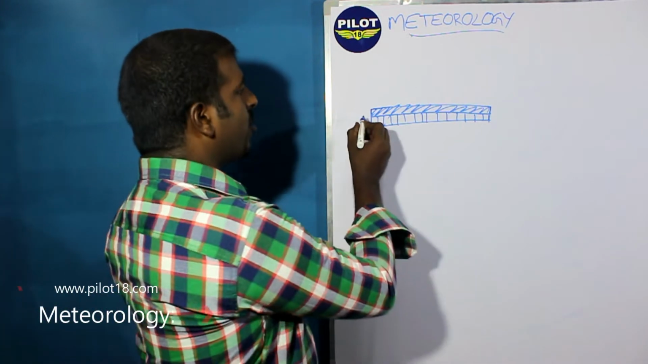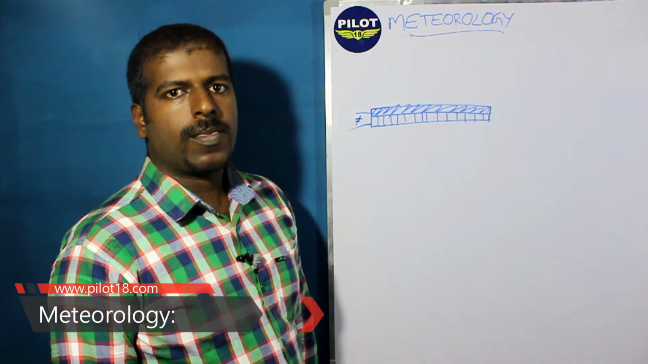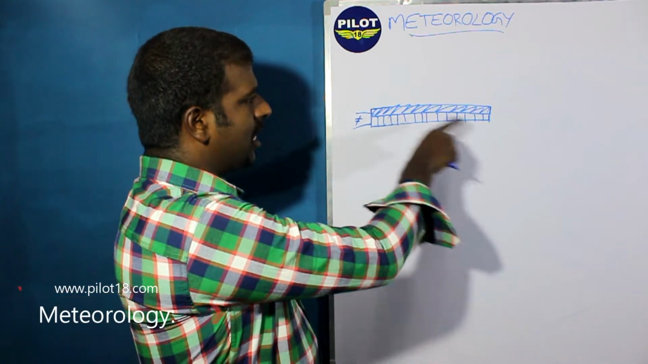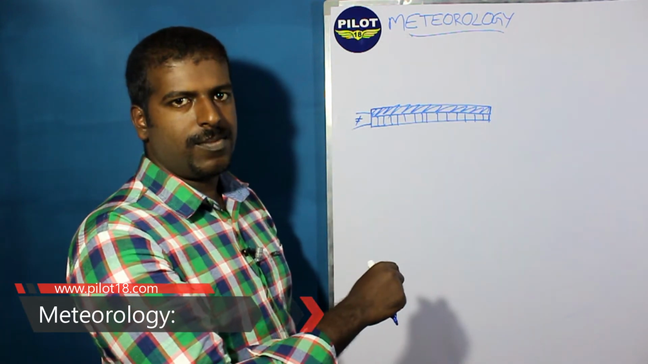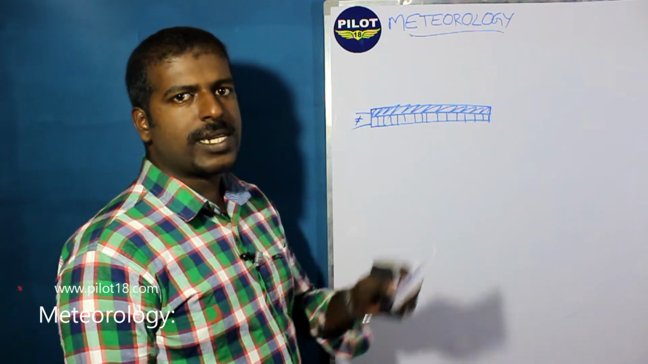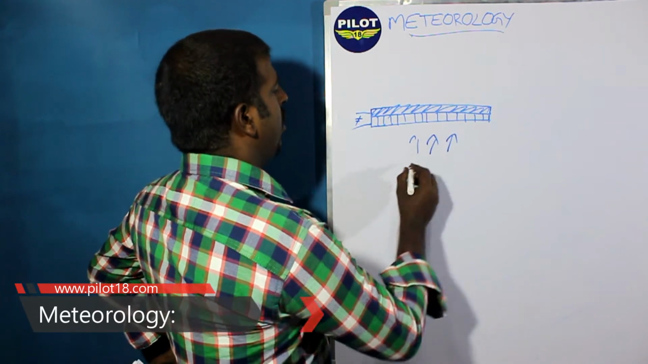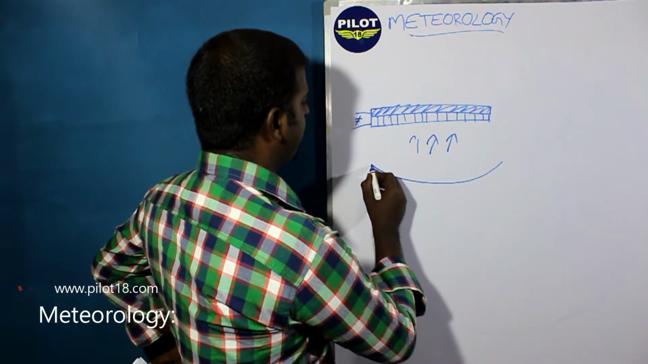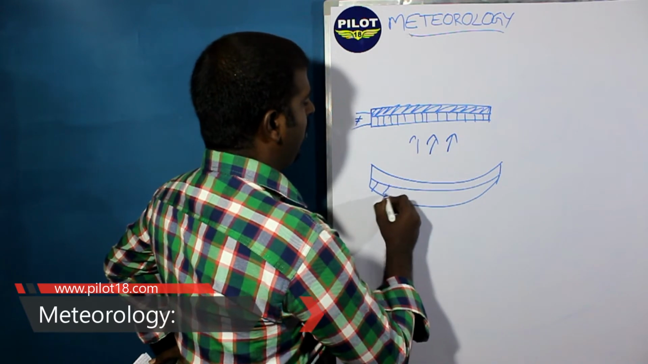But there are two metals, and the temperature coefficient of one metal is not equal to that of the other. The expansion coefficient is different. When this is heated, one metal will expand more than the other. In any two metals, it will be different. So what will happen is, if we heat it, for example, if this one has the higher coefficient, it will bend.